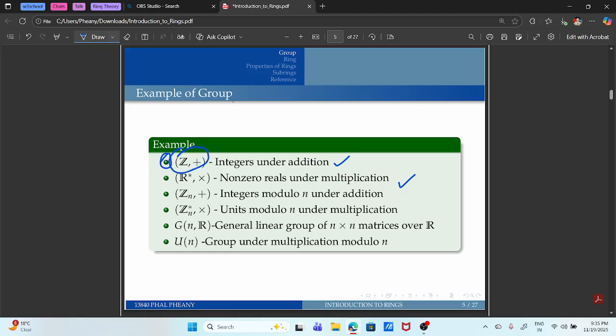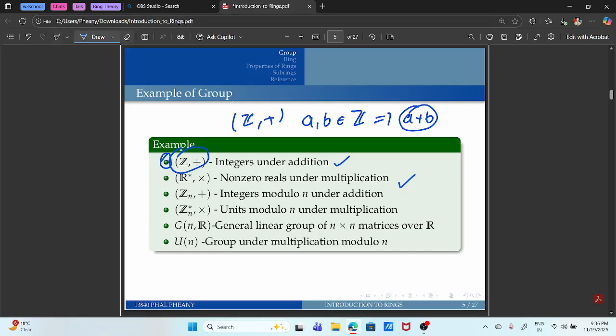This is the notation of the group: brackets, a Z, and then the operation. It can be multiplication or it can be addition. Here, Z under addition. And here is an element. Suppose we have elements A, B belong to Z. Then the group is under the operation addition, so we have A plus B. This forms the group of integers under addition.